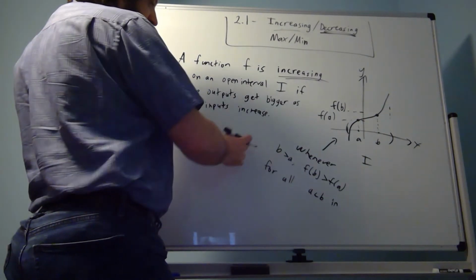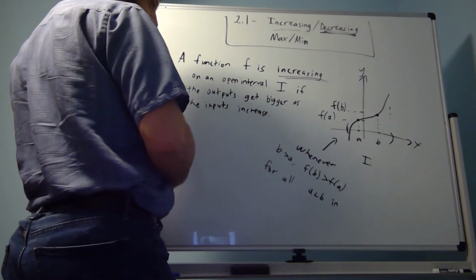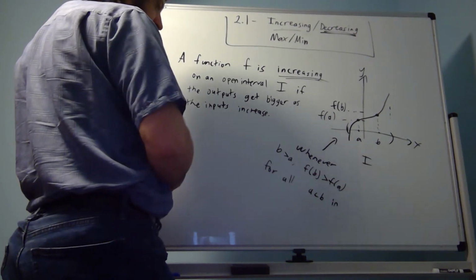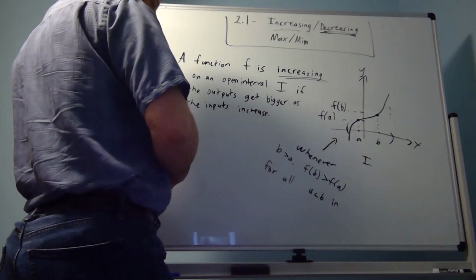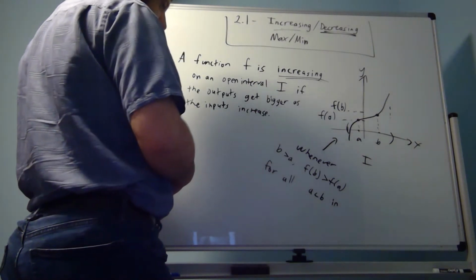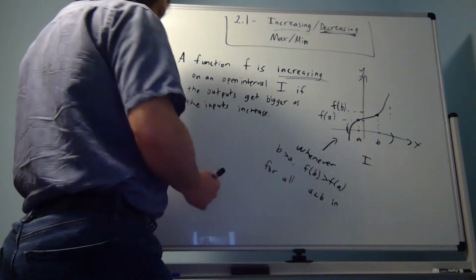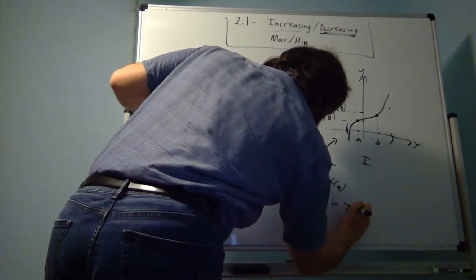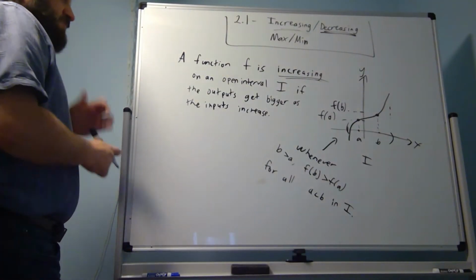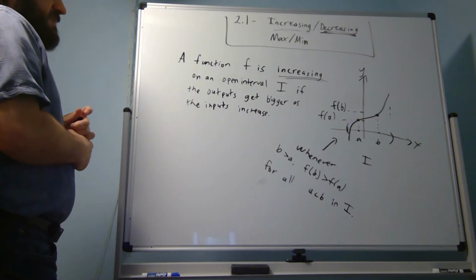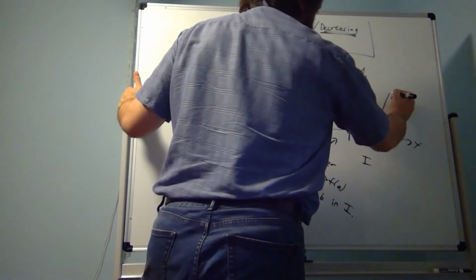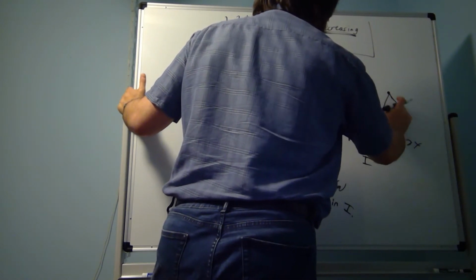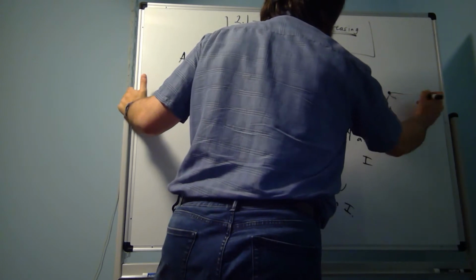So just to say it with numbers and functions and inequalities, it's saying that f of b is bigger than f of a whenever b is bigger than a, for any a and b in the interval I. So we're saying that this is a property of I. The function is allowed to be increasing for a while, and then, once we leave I, it's allowed to be decreasing. It could be constant.